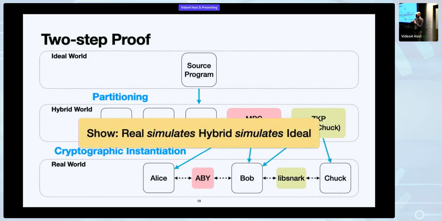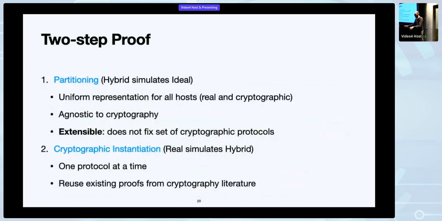And ultimately, we want to do two UC simulations. We want to show that the real world simulates the hybrid world, which simulates the ideal world. The benefit of this two-step approach is that the partitioning step actually doesn't talk about cryptography at all, because we have a uniform representation for all hosts, including concrete ones like Alice and Bob and cryptographic ones. It's fully agnostic to cryptography. When we define simulation, we don't actually have to worry about probability or polynomial runtime. And it's extensible because it does not fix a set of cryptographic protocols. The second step, cryptographic instantiation, is essentially free because we are using proofs from the literature.